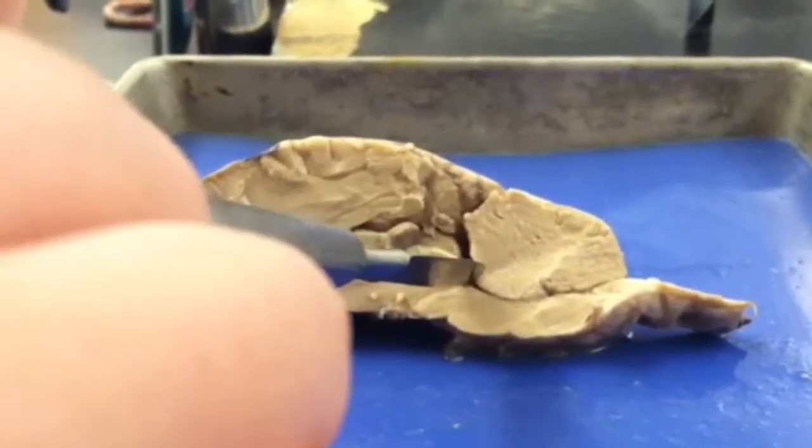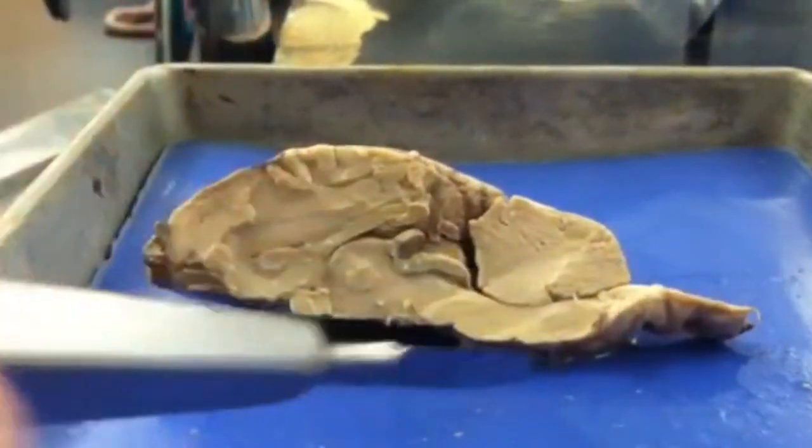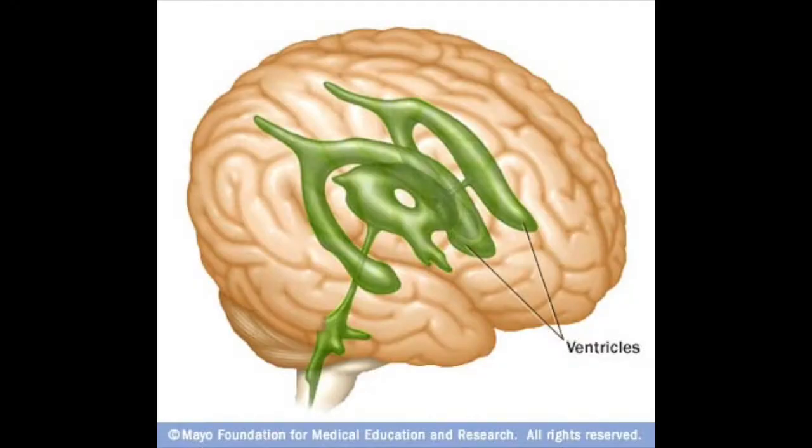These are the ventricles. This part of the brain is a communicating network of cavities that are filled with the cerebral spinal fluid. They absorb physical shocks to the brain, distribute nutrients to and remove waste from the nervous tissues, and provide a chemically stable environment.